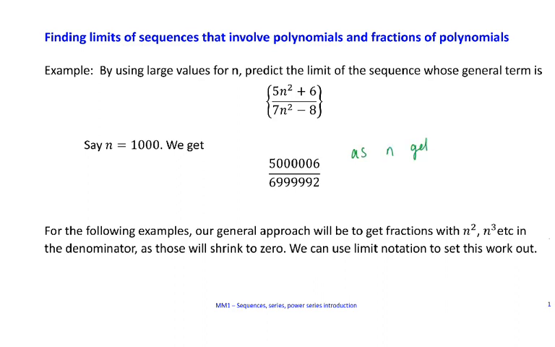Okay? So as n gets large, what do you think this will approximately equal to? Someone say it? 5 over 7. Yes, it will approximately equal 5 over 7. So for the following examples, our general approach will be to get the fraction with n squared, n cubed, etc. in the denominator, as those will shrink to 0, and then we can use limit notation to work this out. So let's do 3 examples and see what we notice.